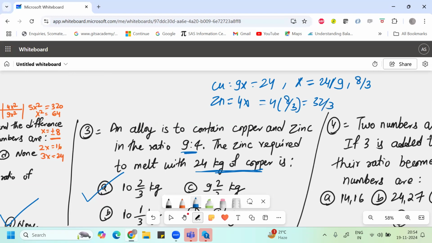Clear? So the alloy is to contain copper and zinc in the ratio 9:4, and the zinc required to melt with 24 kg of copper is 32 by 3. 32 by 3 I can write as 10 2 by 3. I hope everyone understands.